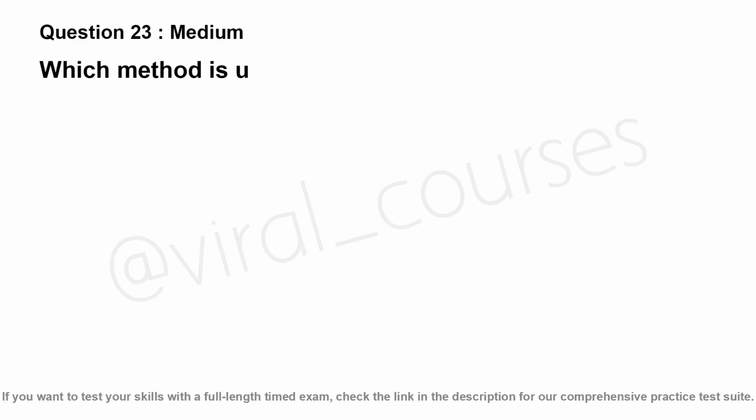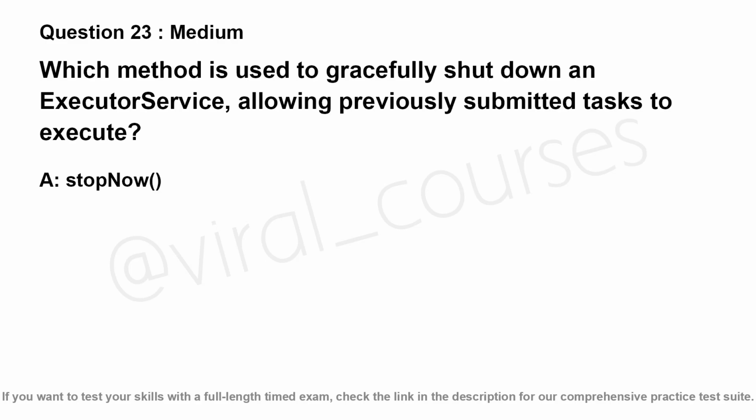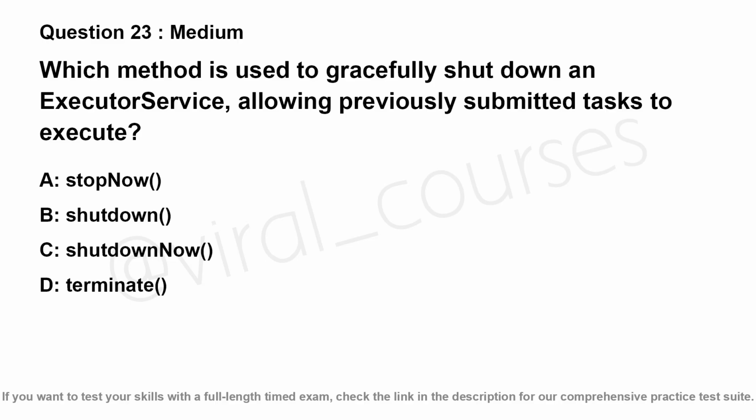Which method is used to gracefully shut down an executor service, allowing previously submitted tasks to execute? Option A, stopNow. Option B, shutdown. Option C, shutdownNow. Option D, terminate.